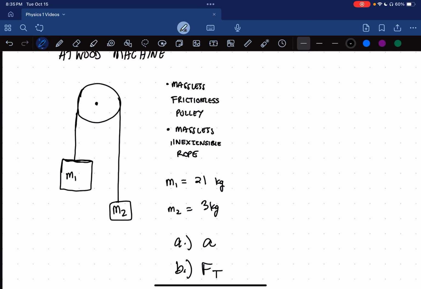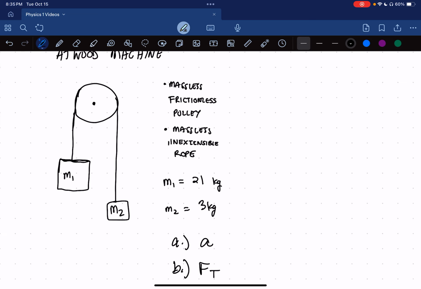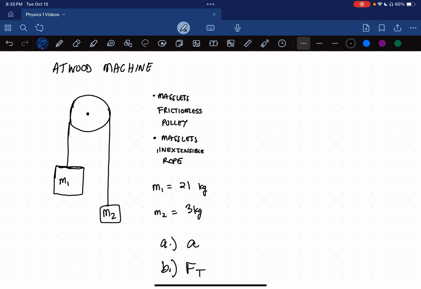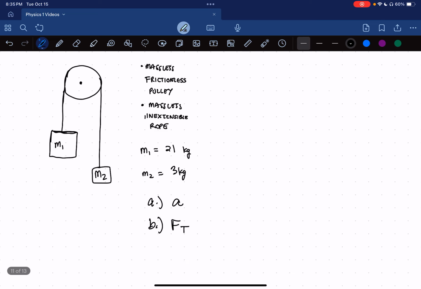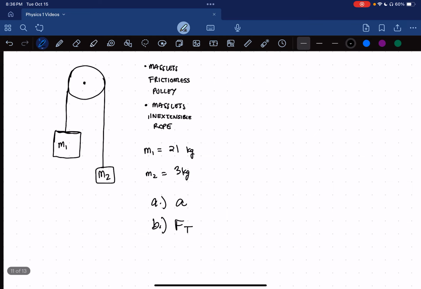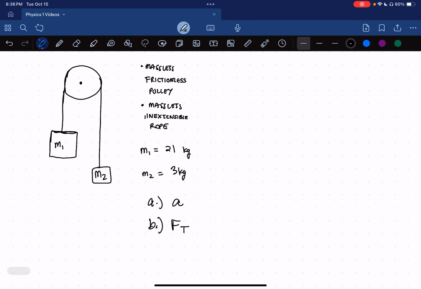Okay. And the rope is inextensible. In other words, it won't stretch when it's being pulled, that sort of thing. It's a fixed length rope, and that length will not change in the problem. So mass 1 is 21 kilograms, and mass 2 is 3 kilograms. So imagine this rope, and at the end of it, we'll attach some weights to it. And the pulley is free to spin, clockwise or counterclockwise is really what I mean. And we have two questions. What is the acceleration? And what is the tension in the rope?